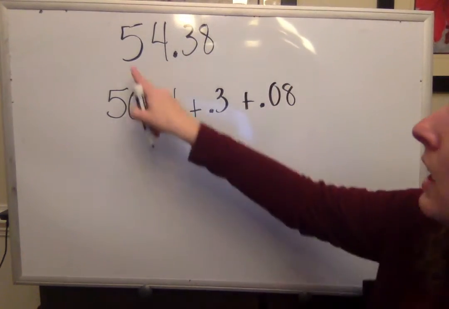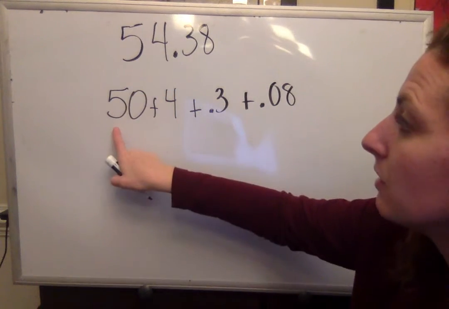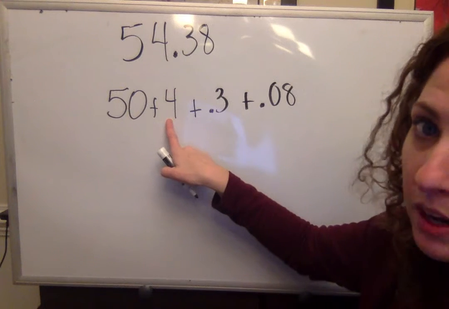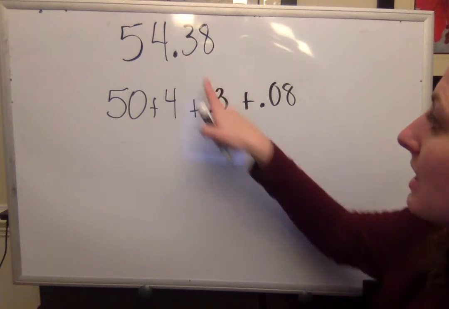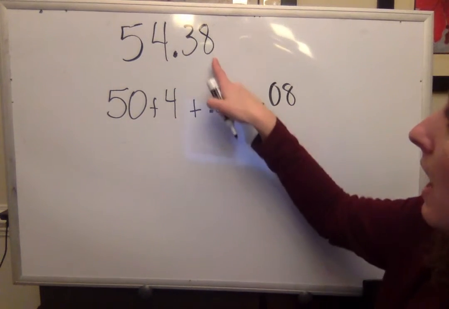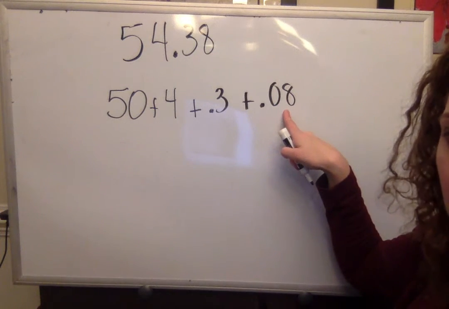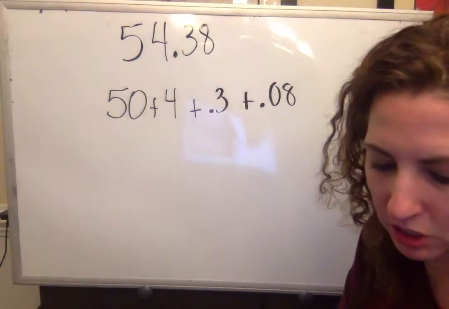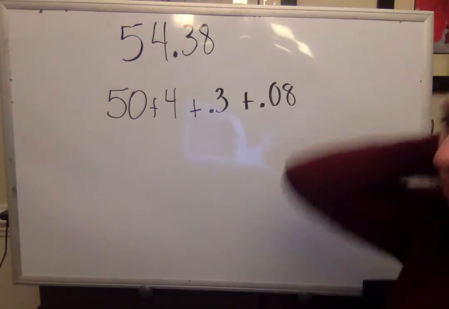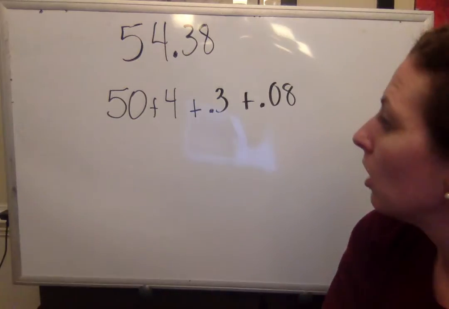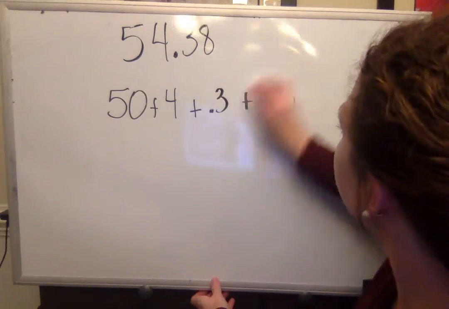So I'm looking at this and I say I have 5 tens, that's 5 tens. 4 ones, that's 4 ones. 3 tenths, there's 3 tenths, and 8 hundredths. And that's how you write 8 hundredths, okay? I hope that this is starting to come back to you a little bit. Okay, let's try another one.